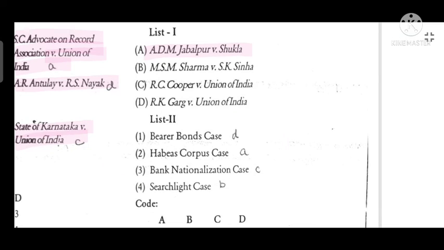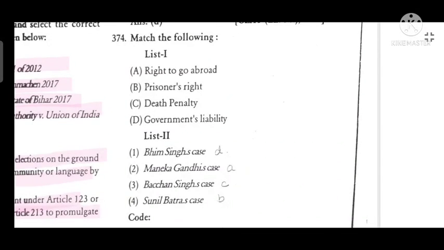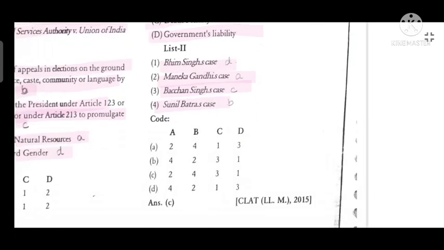ADM Jabalpur versus Shukla: habeas corpus case. M.P. Sharma versus Satish Chandra: search and seizure case. R.C. Cooper versus Union of India: bank nationalization case. R.K. Garg versus Union of India: bearer bond case. Right to go abroad: Maneka Gandhi. Prisoners' rights: Sunil Batra. Death penalty: Bachan Singh case. Government liability: Bhim Singh case.